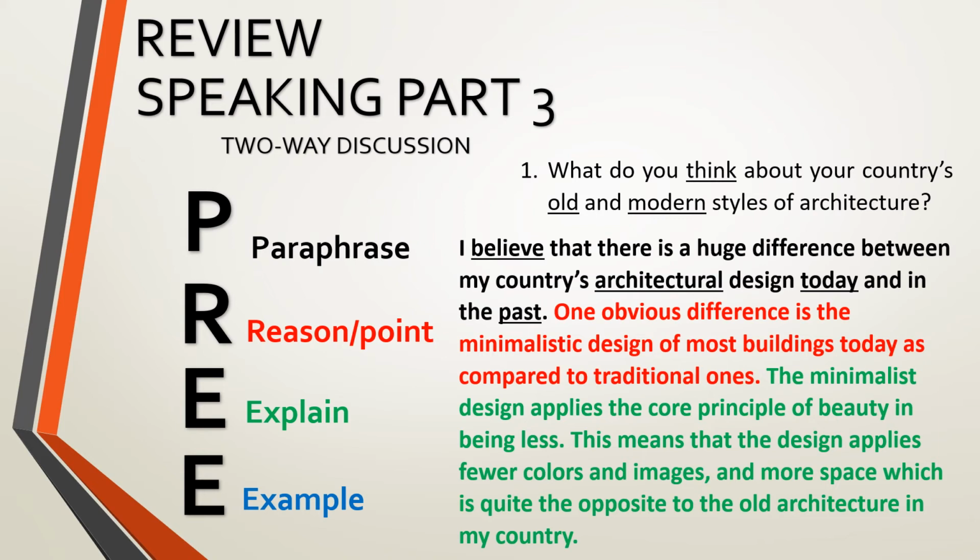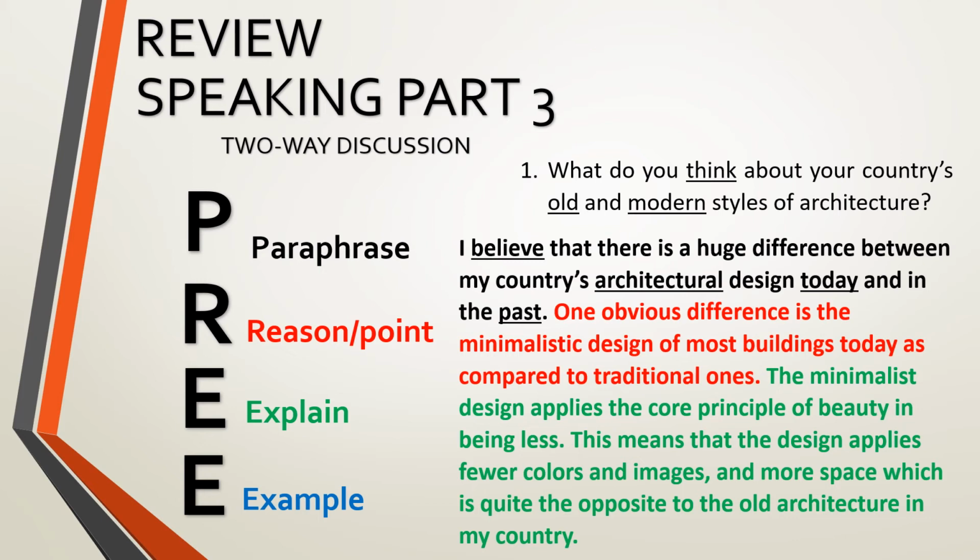And to continue, the reason here says one obvious difference is the minimalistic design of most buildings today as compared to traditional ones. Then we give our explanation. The minimalist design applies the core principle of beauty in being less, or beauty in having less. And then another explanation here. This means that the design applies fewer colors and images and more space, which is quite the opposite of the old architecture in my country.